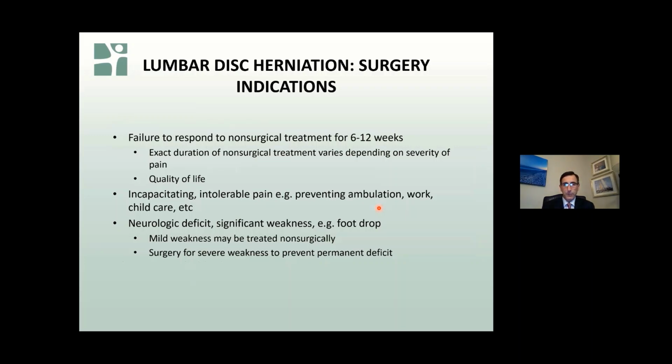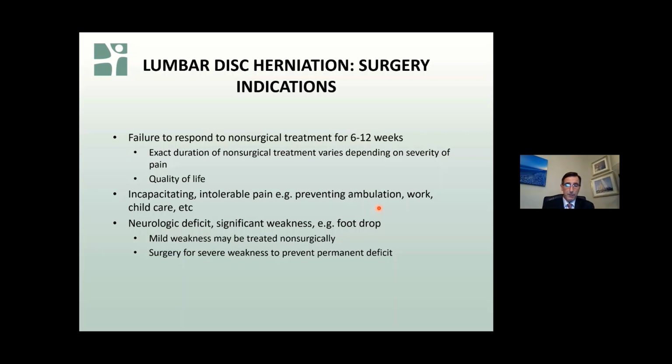The reasons people do surgery are because they don't respond to non-surgical treatment, and 6 to 12 weeks is a reasonable time for most practitioners to give non-surgical treatment to work before considering surgery. But the exact duration of the treatment depends on how bad the problem is, how much pain there is, how incapacitated the patient is. Some people have relatively mild symptoms. Other people have really excruciating pain, and you can put up with mild pain a lot longer than you can put up with severe pain.